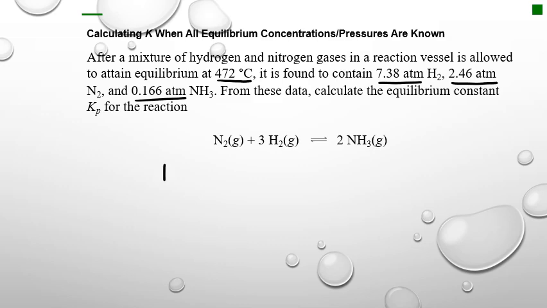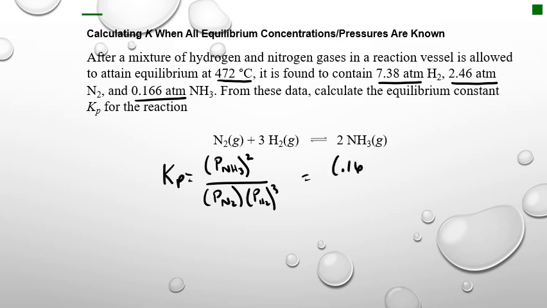So when I set up my expression in terms of Kp, remember for partial pressures we put the brackets. I have the partial pressure of the NH3 squared. I then have the partial pressure of N2 and the partial pressure of H2 cubed. So I can now plug in my values, and I would just simply say for the Kp, I would take the 0.166 squared, and I would divide that by the 2.46 and by 7.38 cubed.